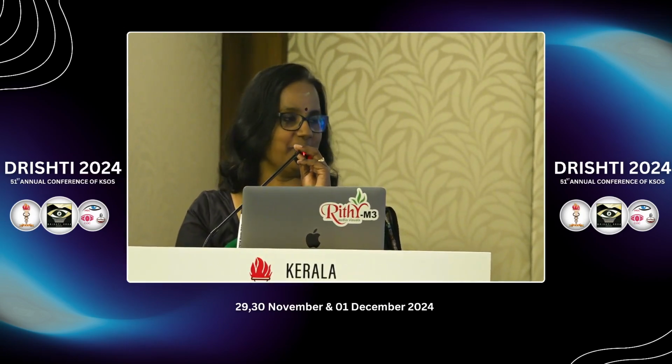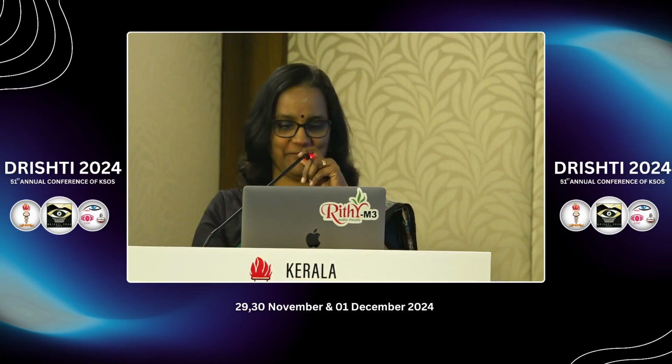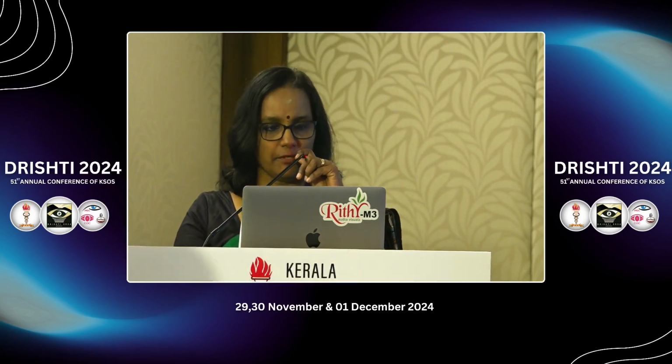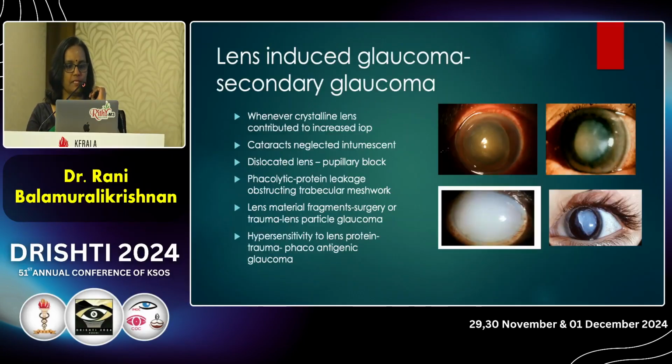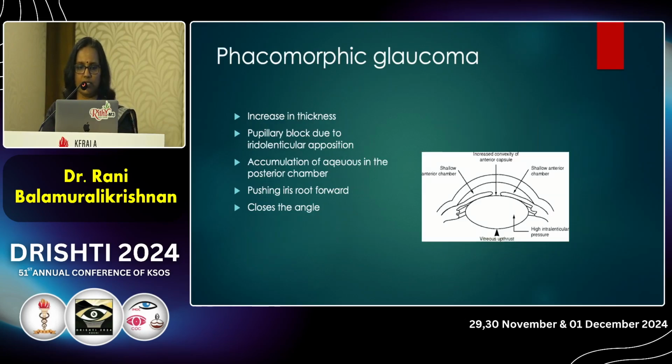Good morning, all. I don't know how much time I have for this presentation. So this is the surgical treatment of lens-induced glaucomas. These are the common causes of lens-induced glaucomas, which is secondary glaucoma, where the crystalline lens contributes to the increase in IOP. There can be a neglected intumescent cataract, dislocated lens causing pupillary block, phacolytic glaucoma, lens particle glaucoma, and phacoantigenic glaucoma.